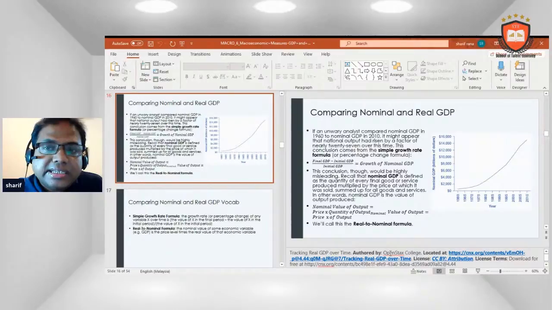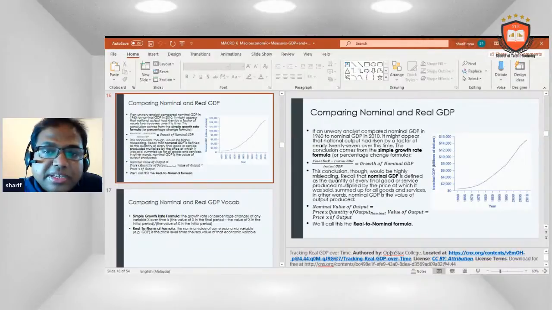Comparing nominal and real GDP. If an unaware analyst compares nominal GDP in 1960 to nominal GDP in 2010, it might appear that national output had increased by a factor of nearly 27 over this time. This conclusion comes from the simple growth rate formula: final GDP minus initial GDP divided by initial GDP equals growth of nominal GDP. This conclusion, though, would be highly misleading.